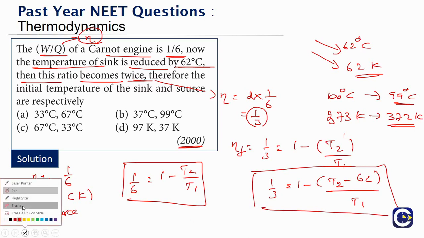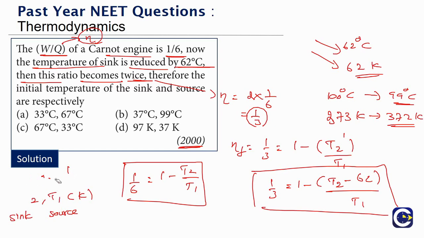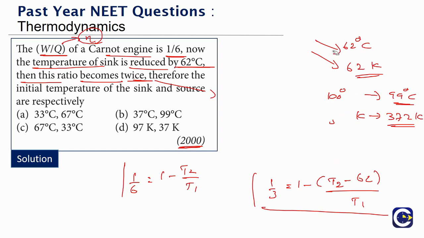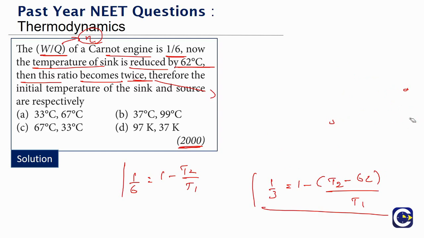Here they are asking for the initial temperature of the sink and the source, simply T1 and T2. But if you solve these equations, we will get T1 and T2 values in the Kelvin scale, while they are asking in Celsius. Look at the options, they are given in the Celsius scale. So once we get the temperature values, we should convert them from Kelvin to Celsius. How do we do it? Simply minus 273.